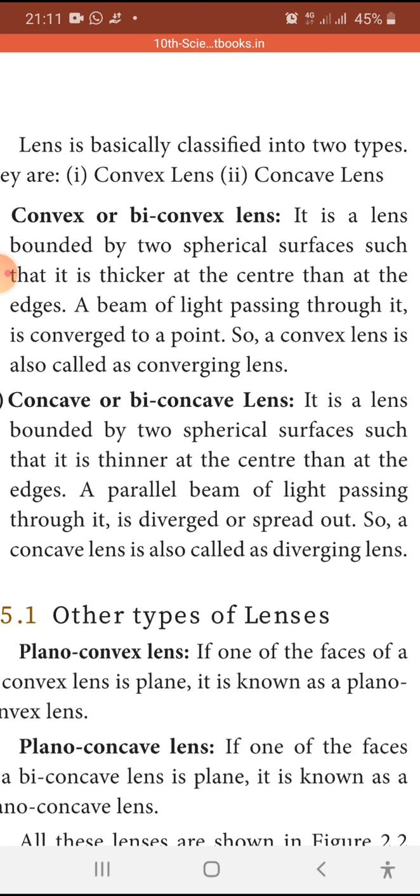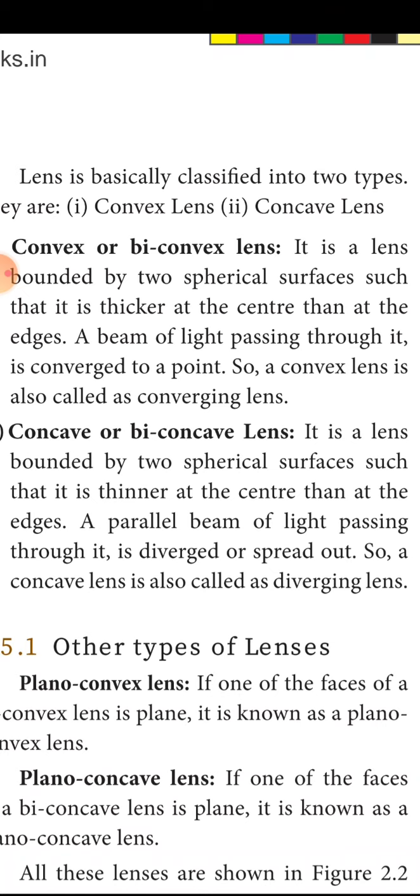In this convex lens, the center of the lens is thicker than at the edges. Whenever a beam of light passes through it, it converges at a point. So this lens is called a converging lens. A convex lens is always called a converging lens.